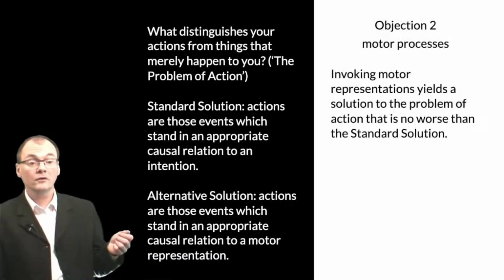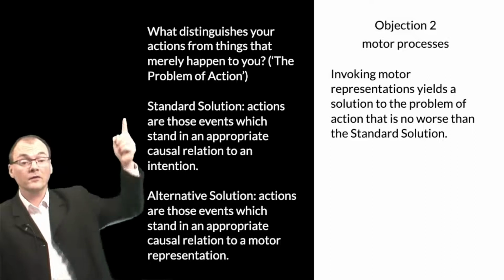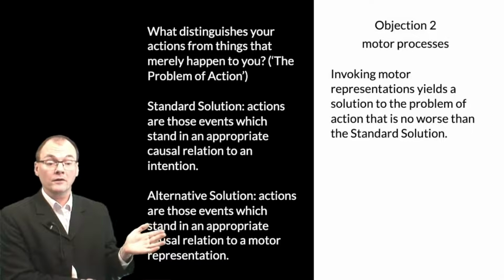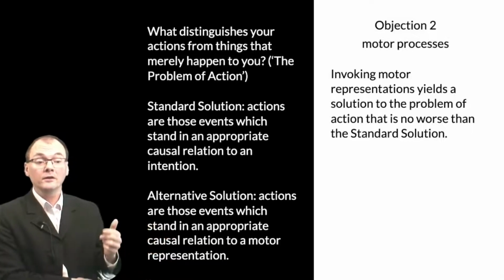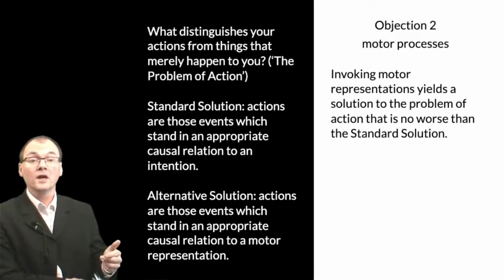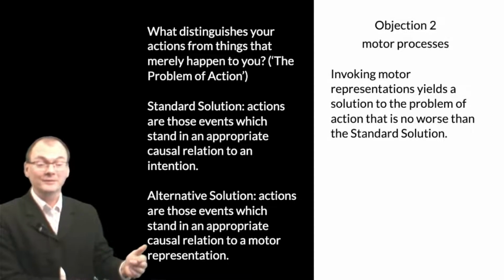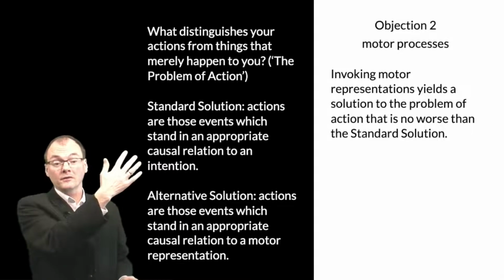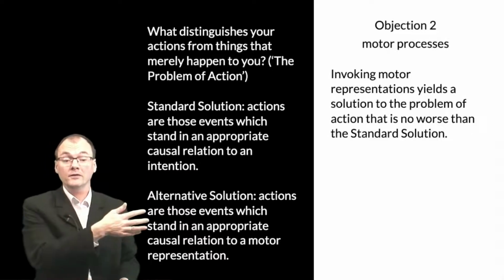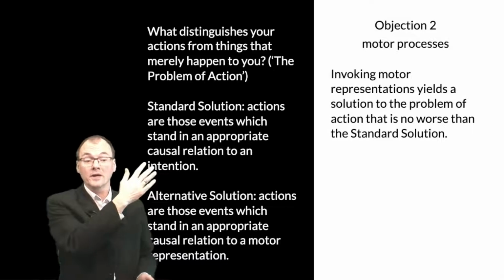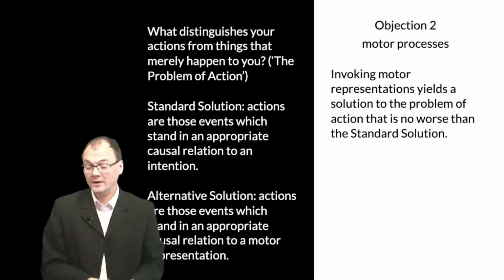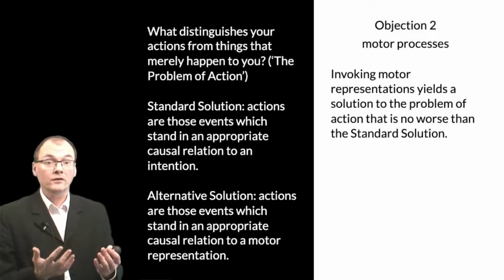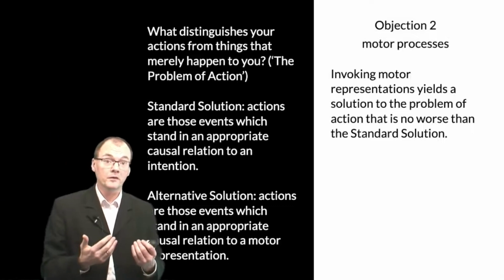The objection to the standard solution as a solution to the problem of action is that the alternative solution, invoking motor representations, yields a solution to the problem of action that is no worse, right? So if I've got something which I'm claiming is the unique solution to the problem of action, and then something else comes along that isn't obviously worse, I can no longer maintain that. So the objection. Now, whenever we have an objection, it's very important, of course, to consider responses to the objection.